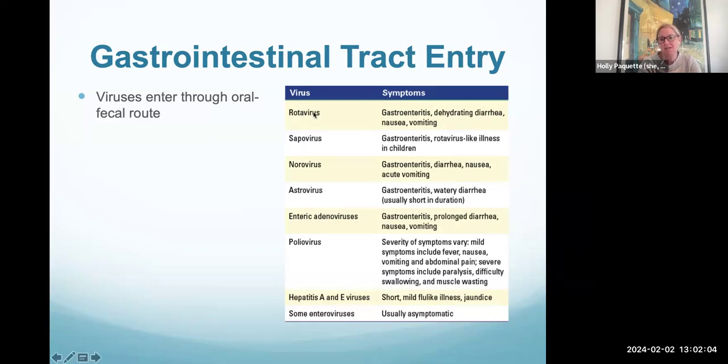Rotavirus we commonly see in young children. Norovirus, the reason why most microbiologists will not get on a cruise ship. And then poliovirus is one, too, that we'll talk about a little bit later, that we can get through this route as well, and some of the hepatitis viruses and enteroviruses. But thinking about some of those stomach viruses, these are ones that might be the culprit.